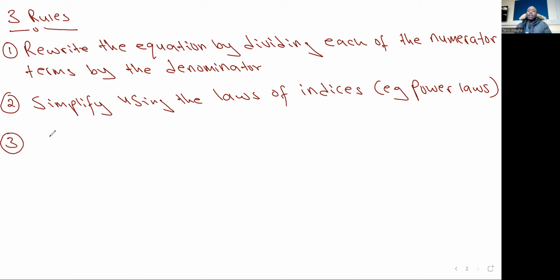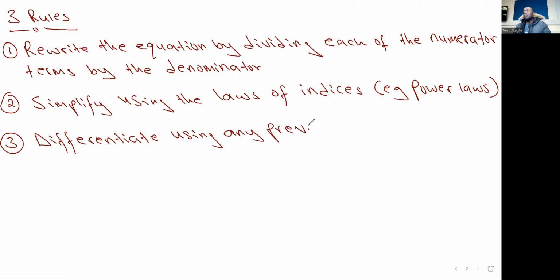Then after you've done that with the laws of indices, the next thing you have to do is differentiate using any of the previous mechanisms. I've talked about other mechanisms already. You can use any of the mechanisms we've discussed in this series to solve it. You can use the power rule, or power rule with a constant, and so on. Any of the mechanisms we've discussed earlier, we can now apply here.